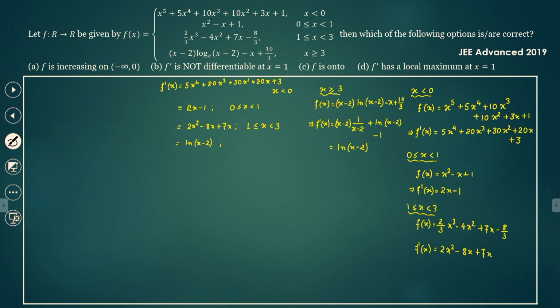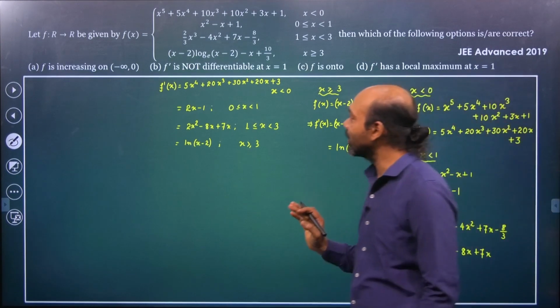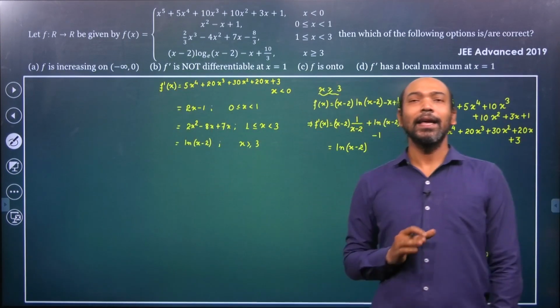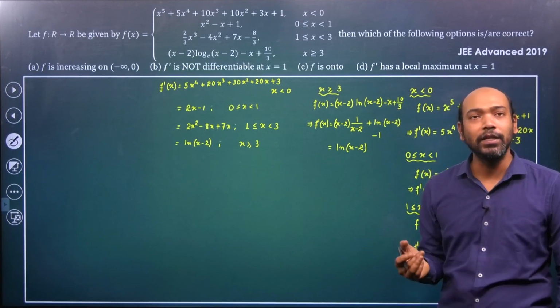And that's defined for x greater than or equal to 3. So these are the definition of f dash x, so we are able to calculate f dash x. Through f dash x, we are able to calculate whether f is increasing or not. Now see that it says f is increasing in minus infinity to 0, right?